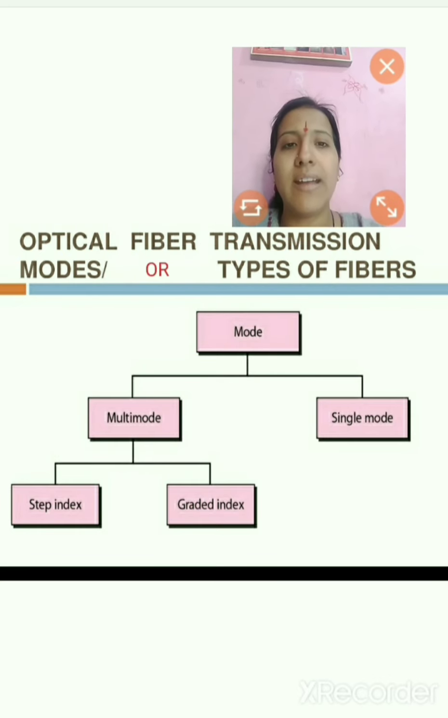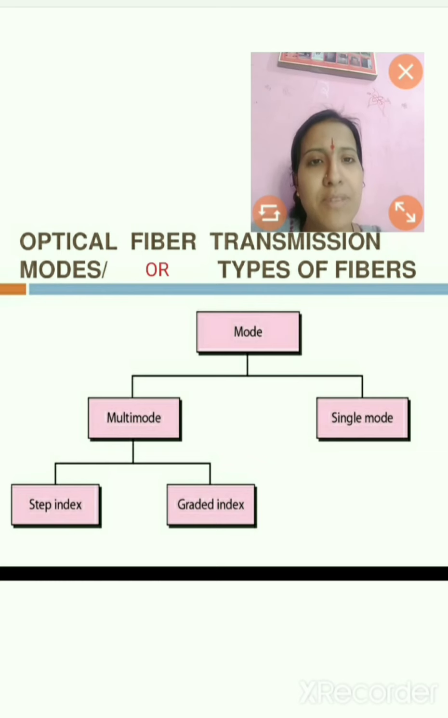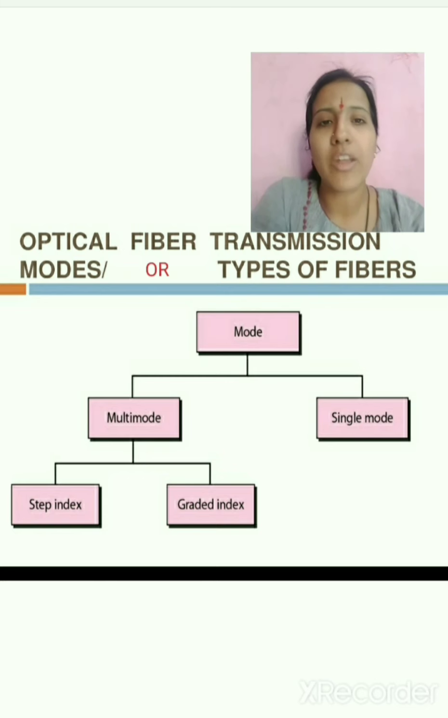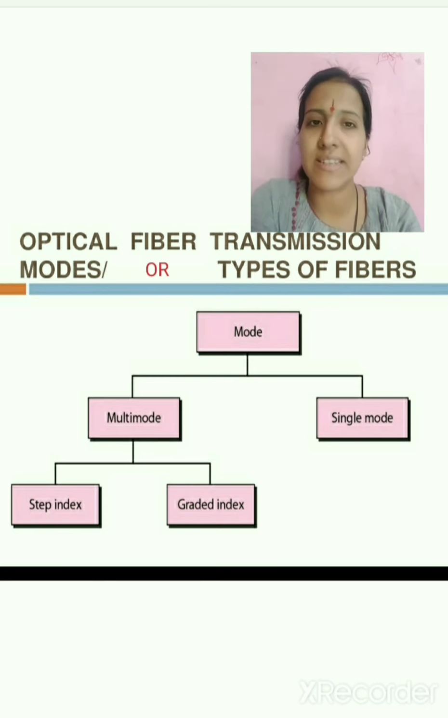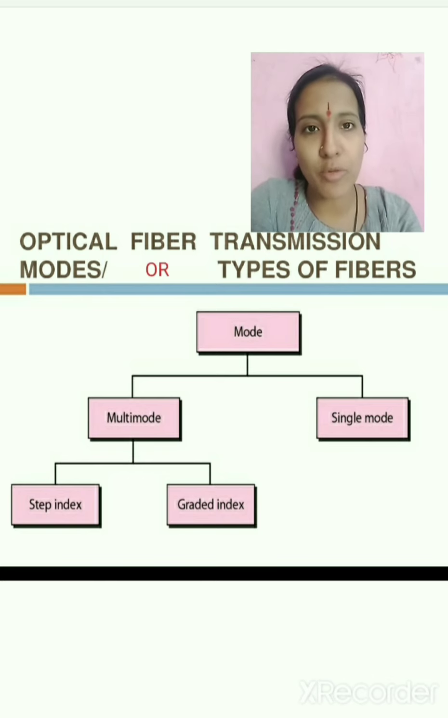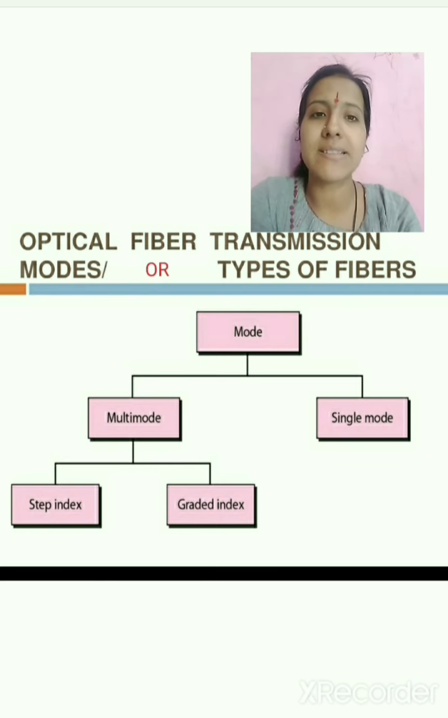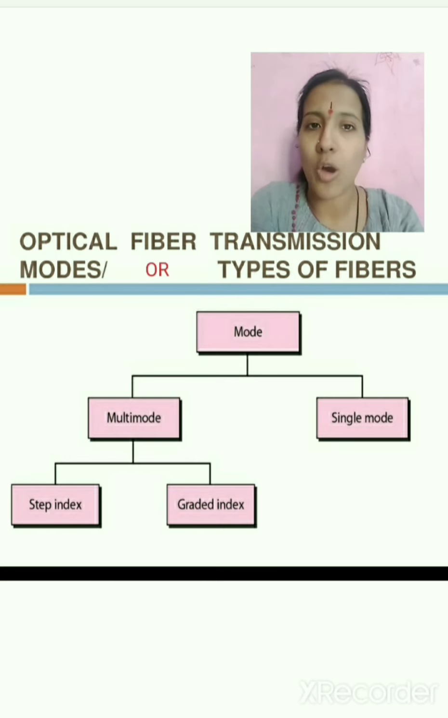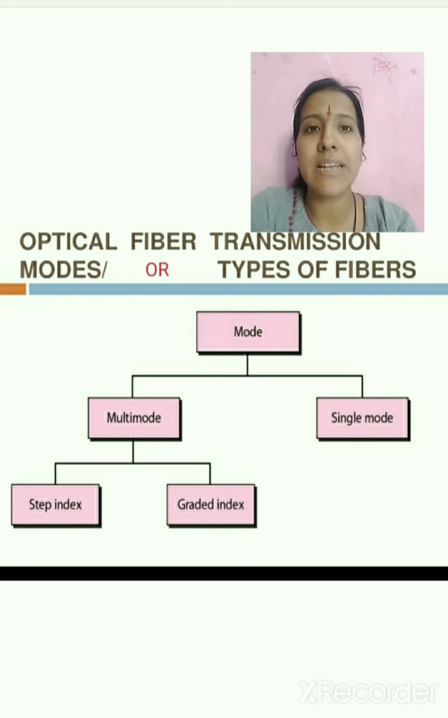See, basically there are two types of optical fiber. These types are also called the transmission modes of an optical fiber. First one is single mode optical fiber and second one is multi-mode optical fiber. Multi-mode optical fiber is again divided into two types: first, step index multi-mode optical fiber, and next, graded index multi-mode optical fiber. One by one, we will learn clearly.